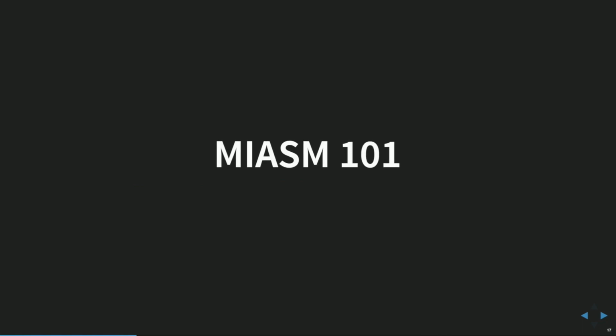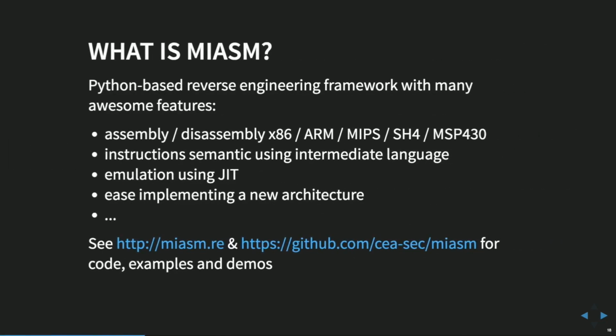So miasm is a quick tutorial. That's a Python-based reverse engineering framework with really a lot of cool features. You can assemble, disassemble, of course. You can express instruction semantics in order to emulate. And also, and for me that's the most interesting feature, you can really implement a new architecture. On their website, on the blog, and on the GitHub account of miasm, you can find more complete examples, because today will be a short introduction with silly binaries, just to give you an idea of what you can do with miasm. So please check the blogs, they have really cool stuff there.